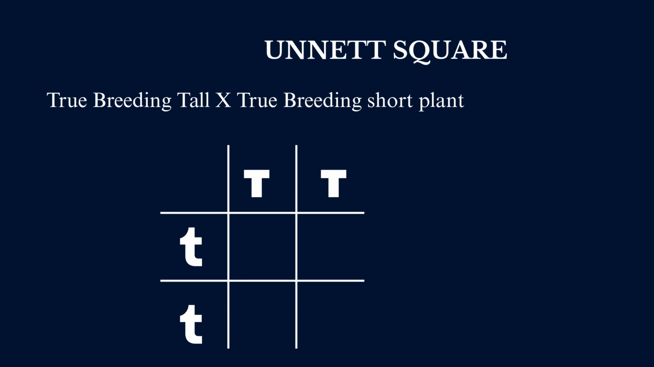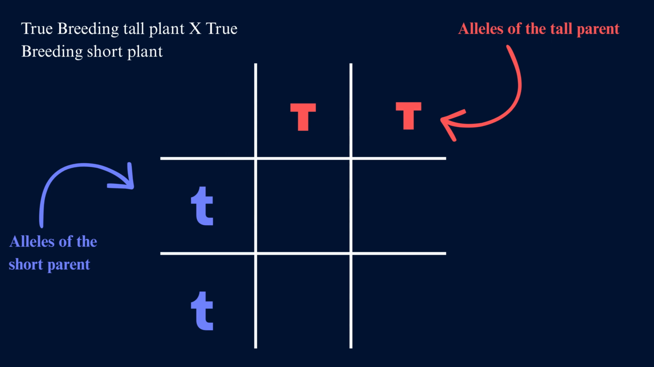Let's look at Mendel's first cross, a true breeding tall plant crossed with a true breeding short plant. The genotype of the tall parent is 2 uppercase T, and the genotype for the short parent is 2 lowercase t. We write the tall parent's allele across the top of the Punnett square and the short parent's allele down the side. Then we combine them in each box.